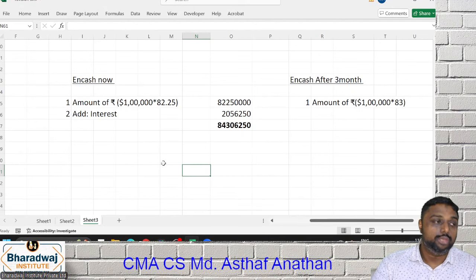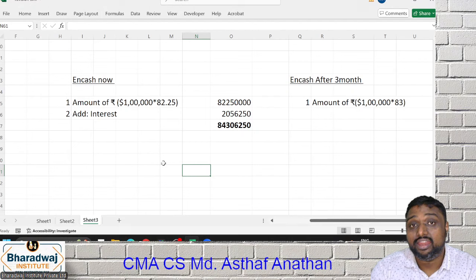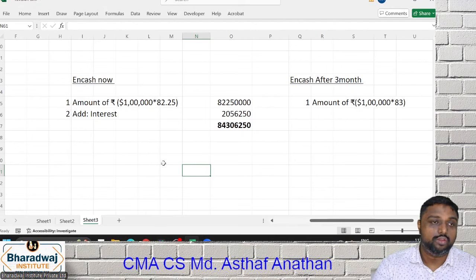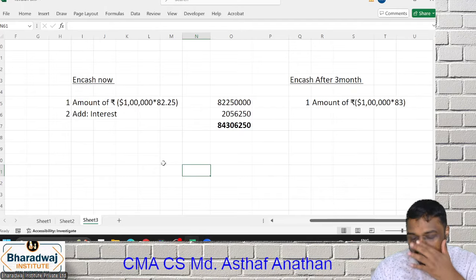Now, with all your permission, we are going for the main area, hedging, my dear friends.